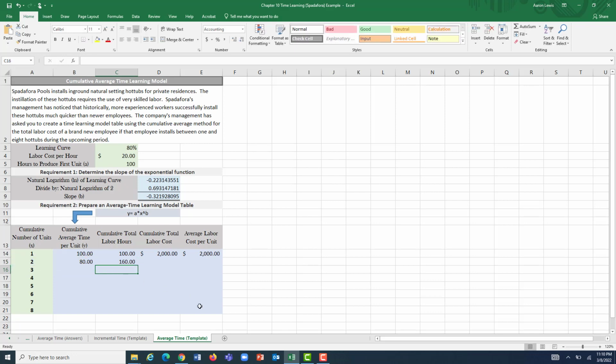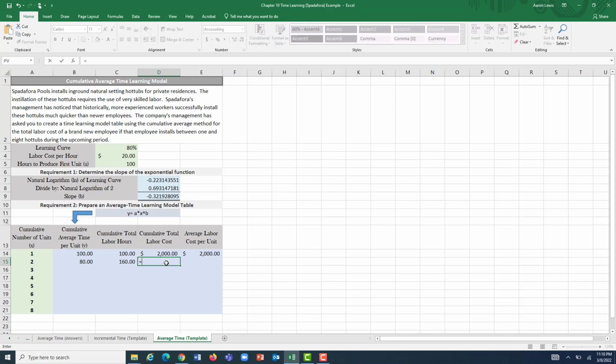is 160. If we've installed 2 hot tubs and took a total of 160 hours, indeed, it took an average of 80 hours each to put in those hot tubs. And our learning curve still applies, but it's not to the last unit, it's to all units. Our average time is decreased to 80%.